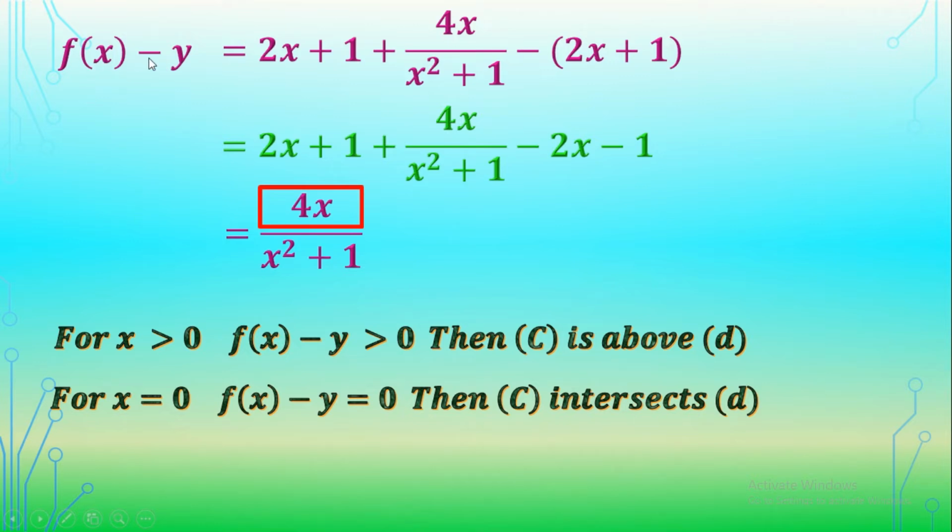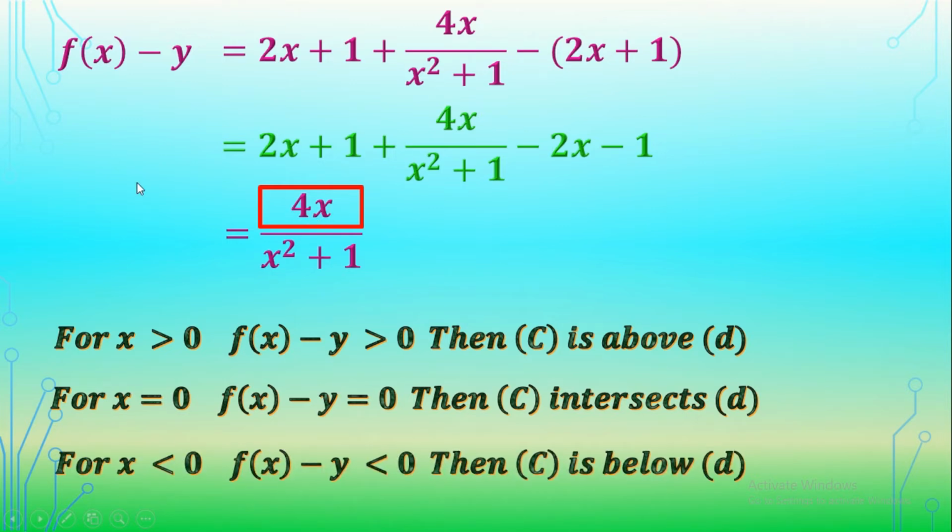When the subtraction is 0, then we can say that f of x minus y equals 0, so f of x is equal to y. That's why we have C will intersect the straight line D. Now what about if x is negative? Note that when x is negative, 4x will be negative. In this case, f of x minus y will be negative, and since it's negative in this case, then the curve C is below the straight line D.